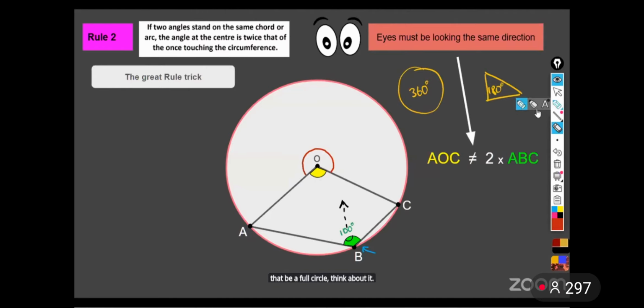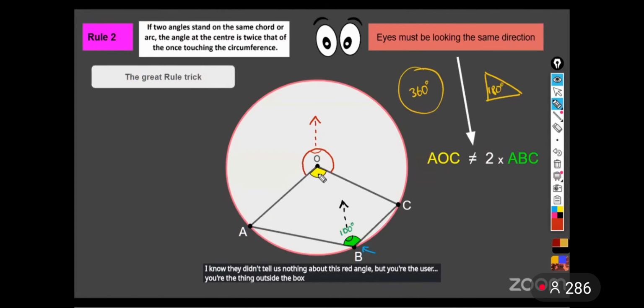Think about it. Let me erase this clutter here. Isn't this a full circle here? And if I take this big angle and convert it to an eye, isn't he looking upwards too? Look at that situation. I know they didn't tell us anything about this red angle, but you have to think outside the box. Behind this yellow angle is the rest of the 360 degrees to make a full circle. Once again, the red angle plus the yellow angle is a full circle, and that total would be how much? 360 degrees. But the more convenient part is the green eye and the red eye are now looking in the same direction.